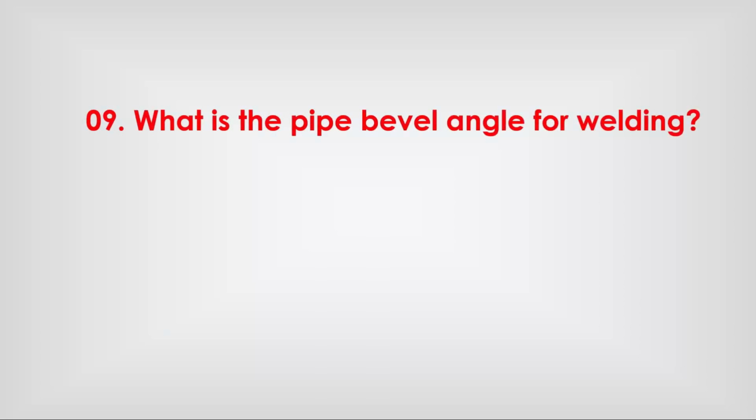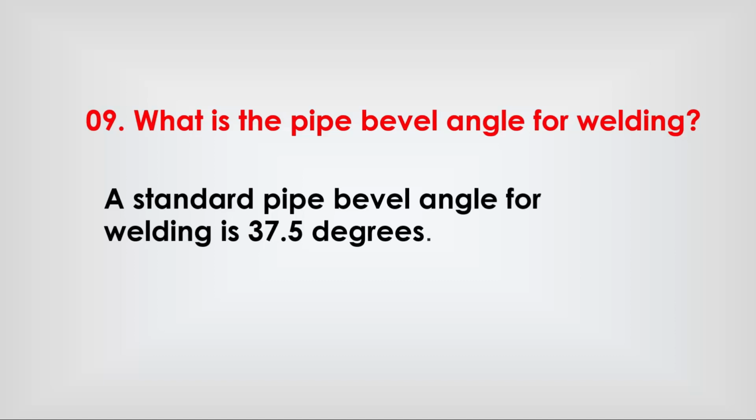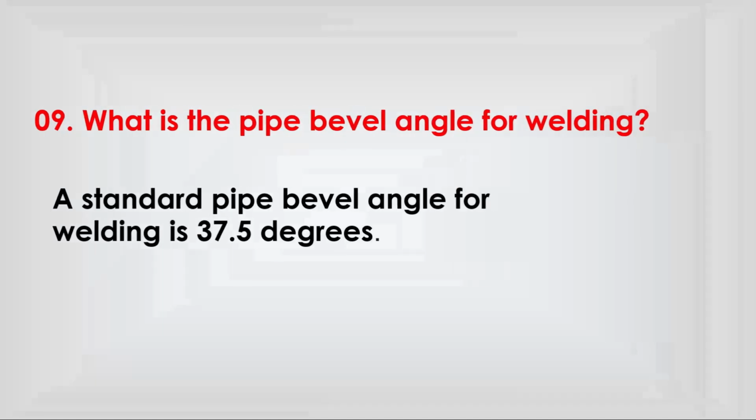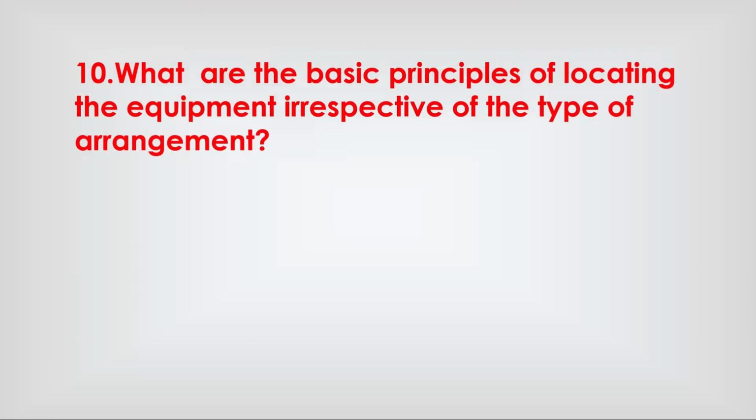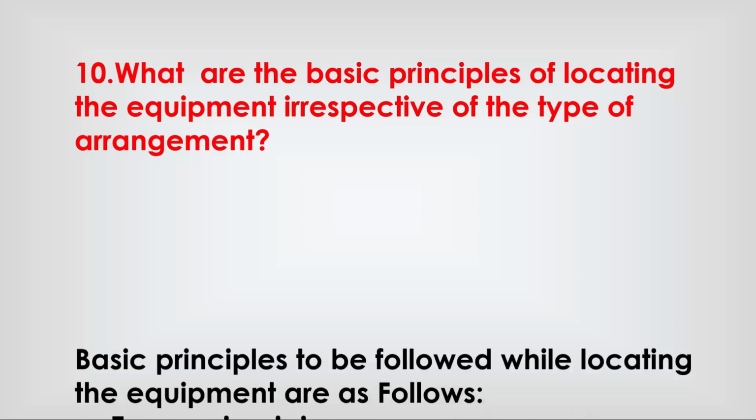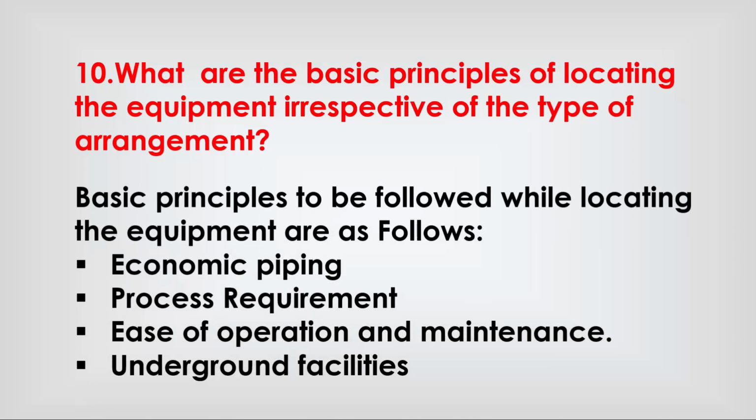What is the pipe bevel angle for welding? A standard pipe bevel angle for welding is 37.5 degrees. What are the basic principles of locating the equipment irrespective of the type of arrangement? Basic principles to be followed while locating the equipment are as follows: economic piping, process requirement, ease of operation and maintenance, underground facilities.